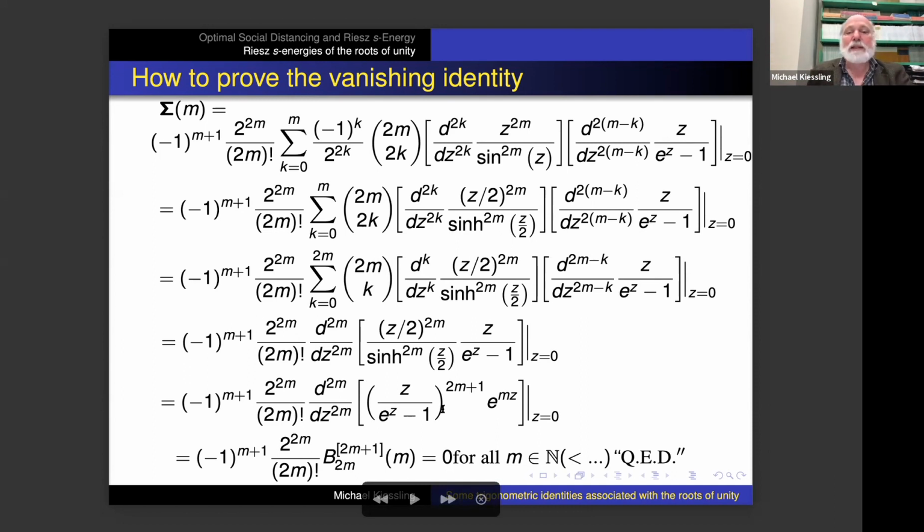Possibly you can also do. So Michael, you have a proof modulo this last step. Yeah, you could say that, modulo showing it maybe by induction. It's definitely true up to m equals 20, so that's already pretty large. This is a generalized Bernoulli polynomial of order 2m plus 1, evaluated at m. Normally, I think it's equal to 0. They are pretty well known.